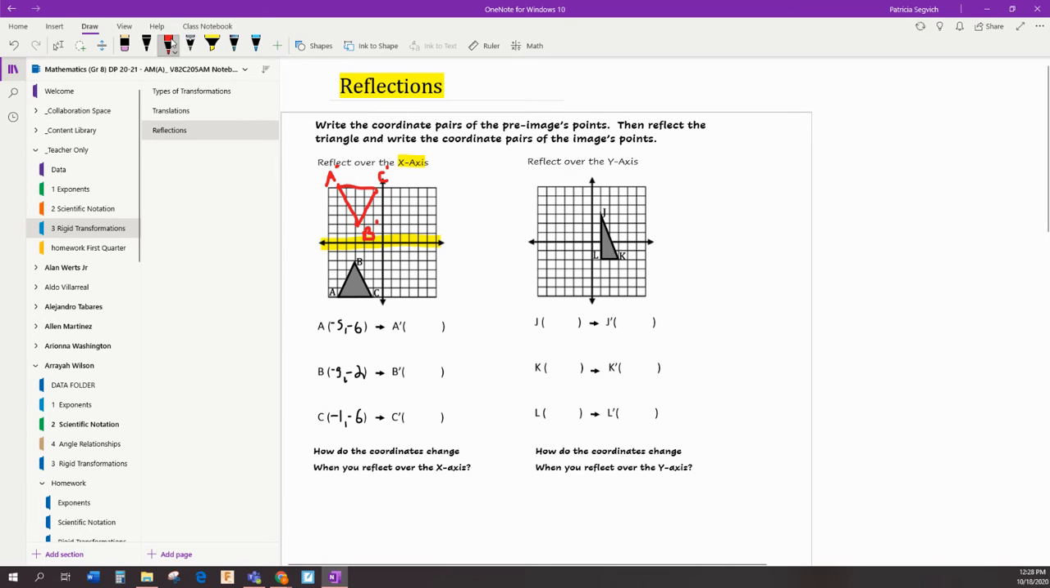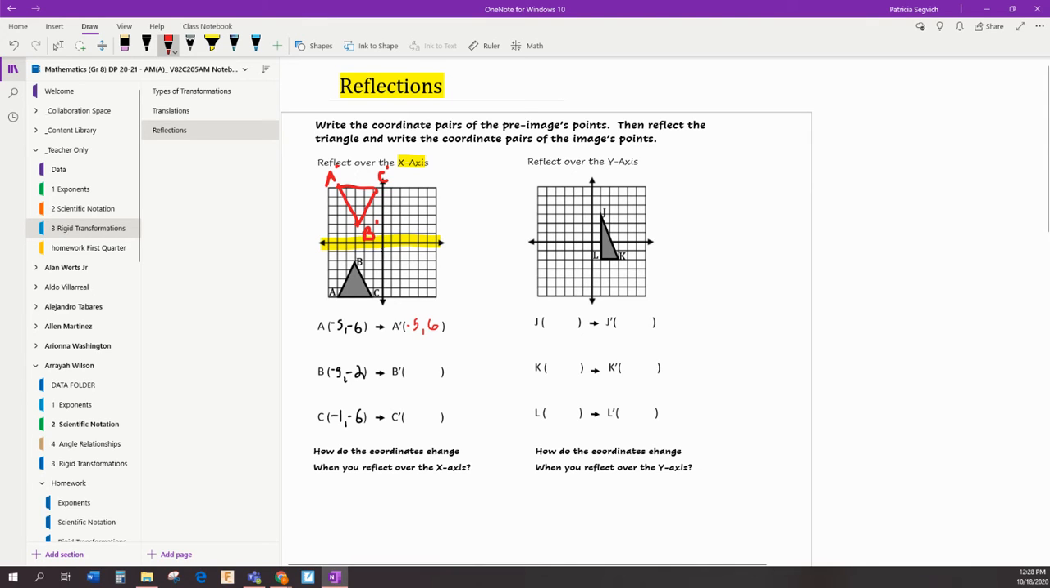So let's go down here and write the coordinates now of our image. So let's start with A prime. A prime is 1, 2, 3, 4, 5 left, so that's -5. 1, 2, 3, 4, 5, 6 up. So now we have a -5 and a +6. Before we had a -6, now we have a +6.